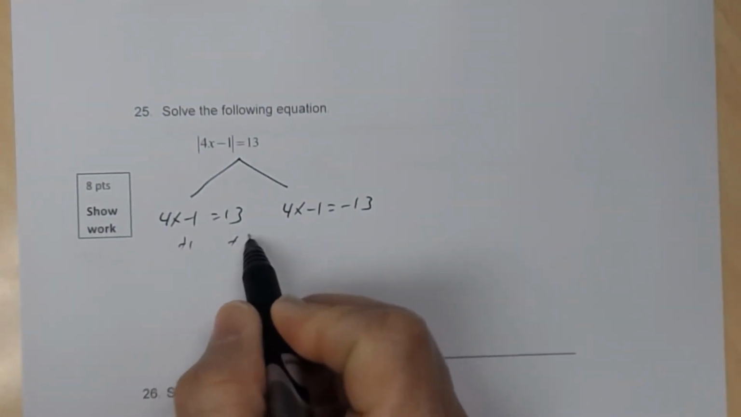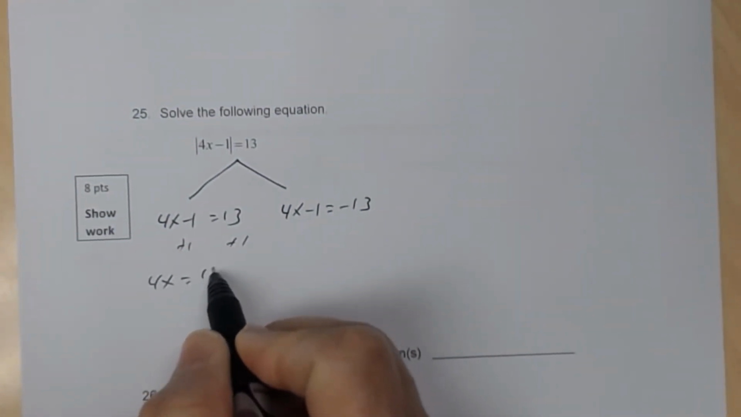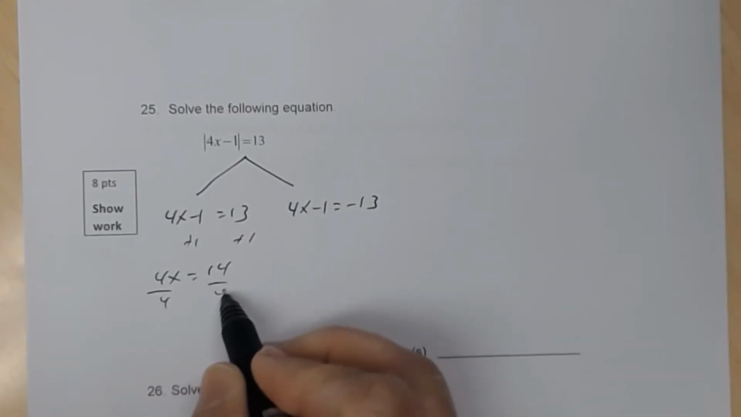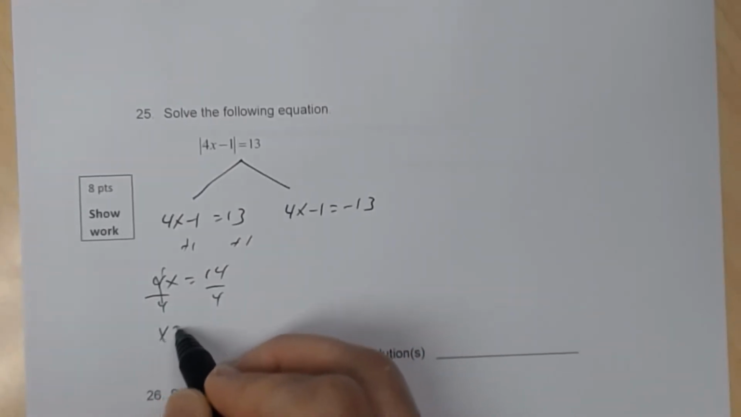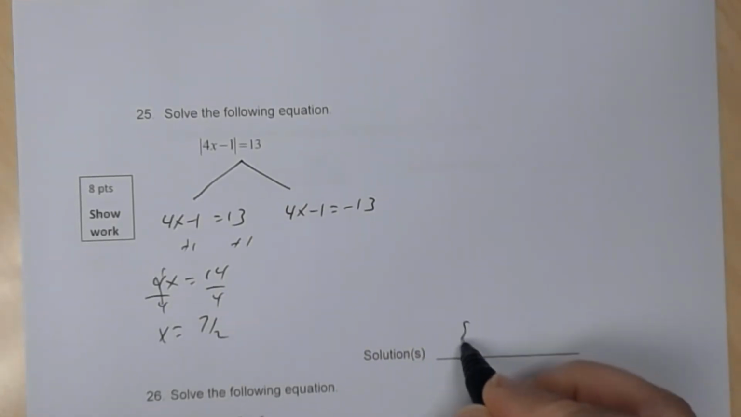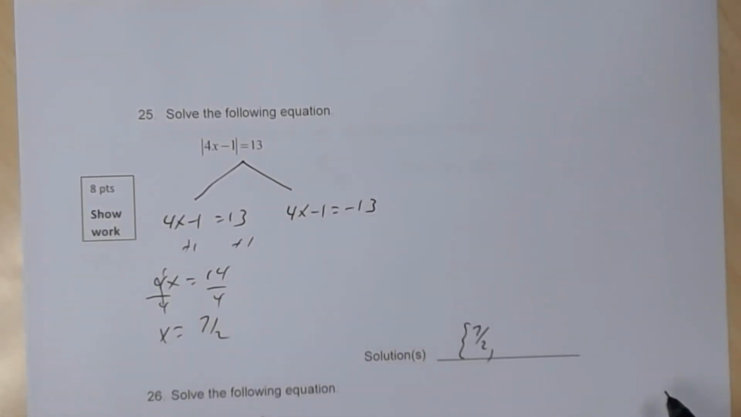So then you add 1 to both sides. So I get 4x equals 14. Divide both sides by 4. And then reduce. I get x to be 7/2. So there's one of your solutions, 7/2.